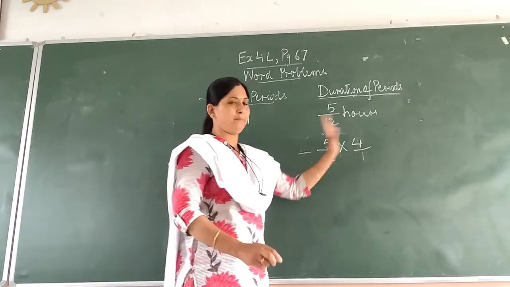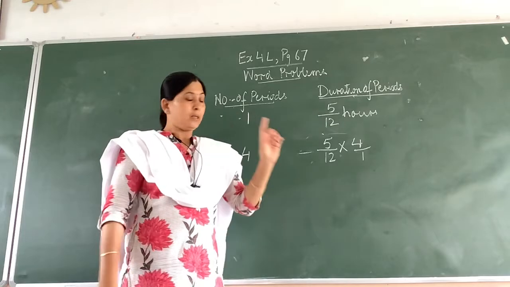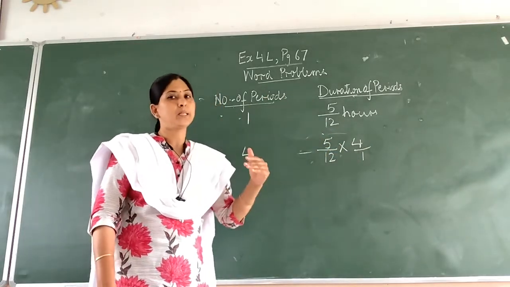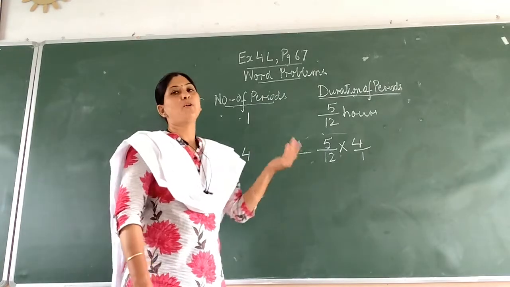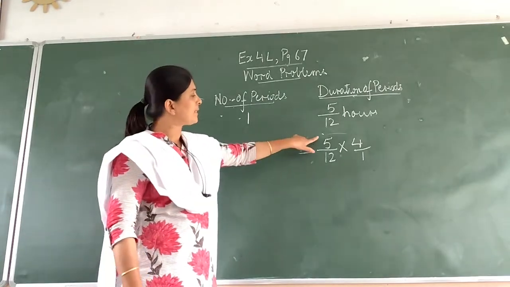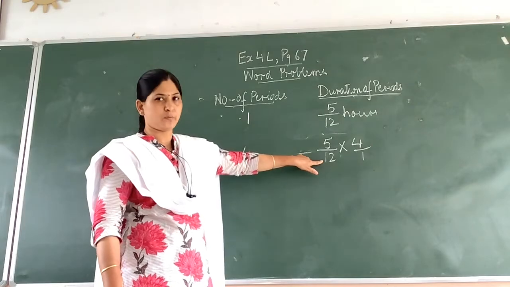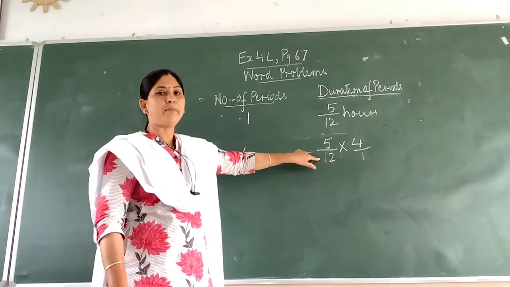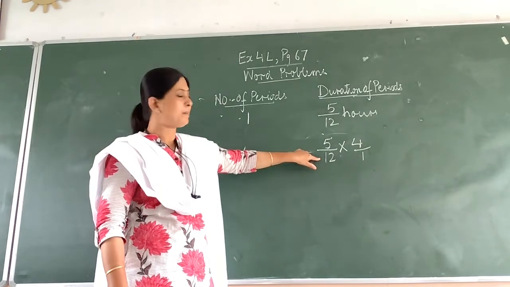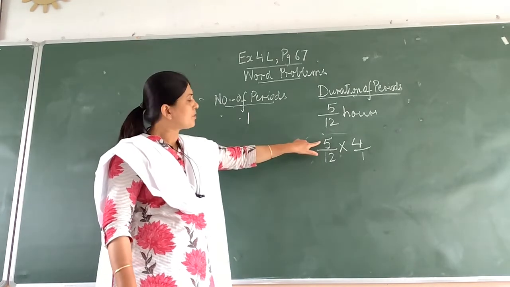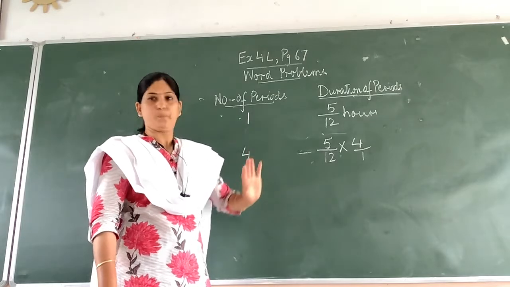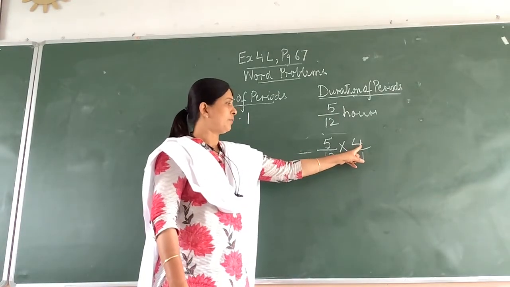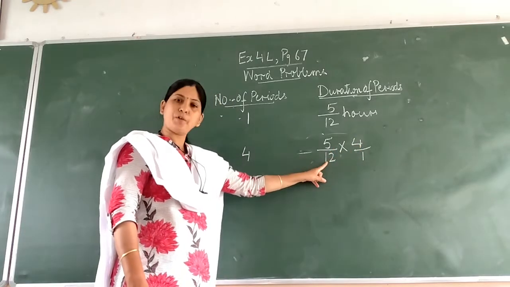Now let's multiply. Now you know that we have to see whether the numerator and denominator have a common factor or not. Let's see the numerator and denominator of the first fraction first. 5 and 12. Do 5 and 12 have any common factor? What does it mean? Is there any number which divides 5 also and 12 also? No.